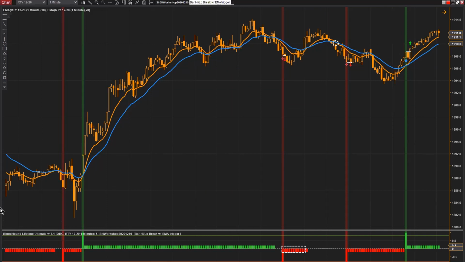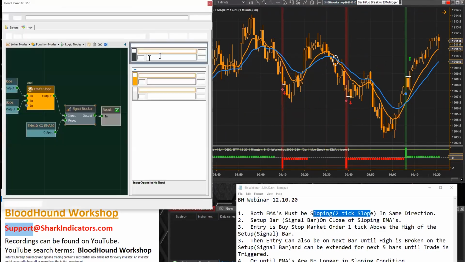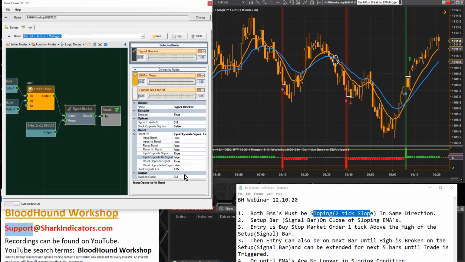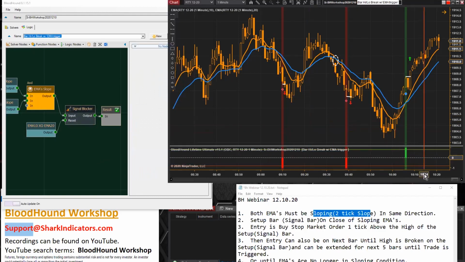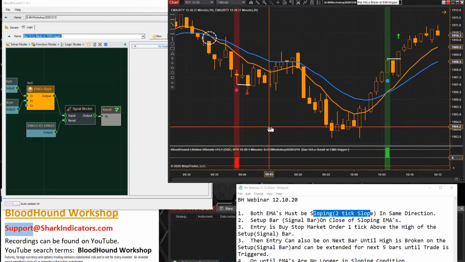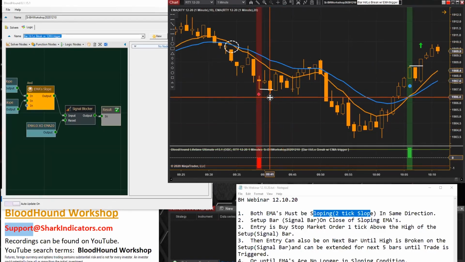So there we go. Let's see here. So next step, let's clean up the signal blocker. Let's turn off this blocked output here. There we go. All right, so the next step, and basically kind of the last step, is identifying the actual signal bar. So we need to identify when a bar breaks the low or breaks the high of the setup bar.